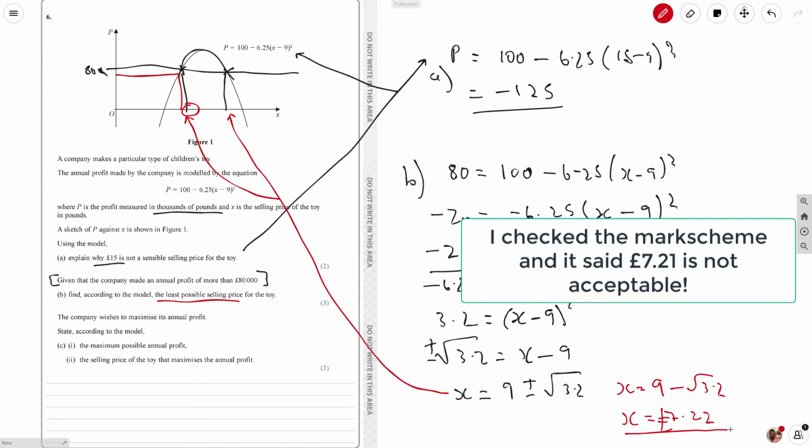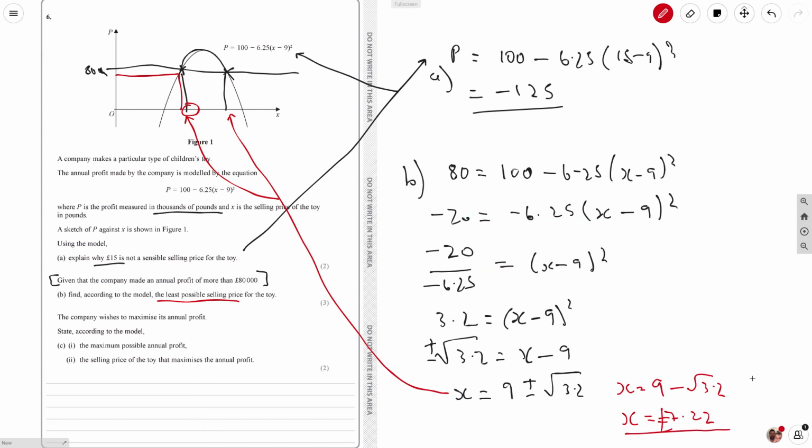Okay, but I hope that makes sense. Where you've got to be careful with rounding. You can't just go and round stuff up or down willy-nilly. You have to think about it. Okay, so £7.21 would actually give you a value slightly under 80,000.